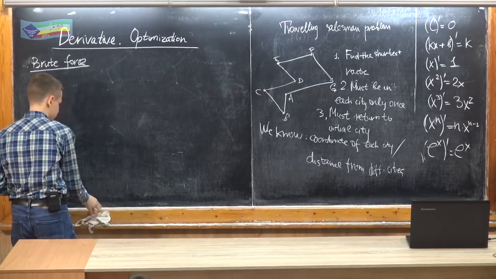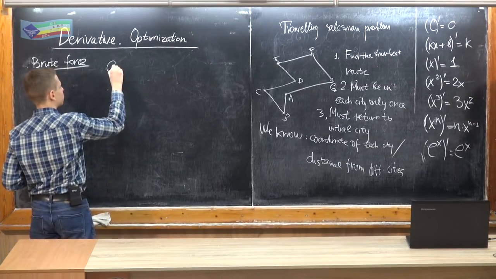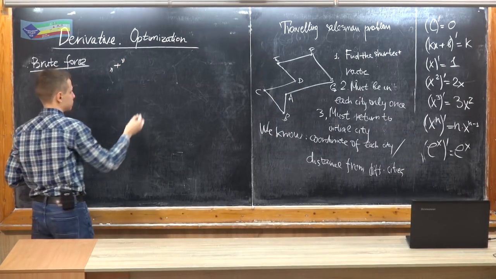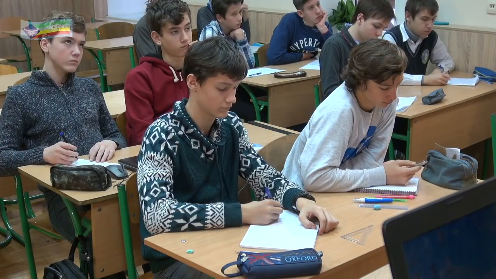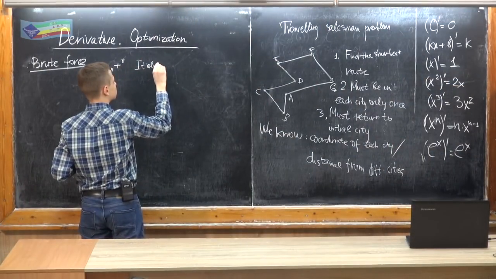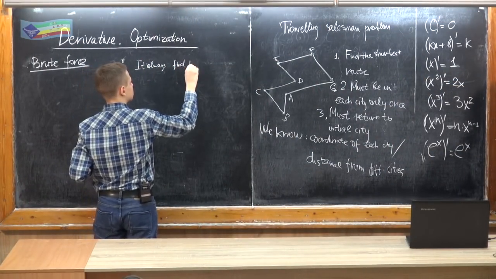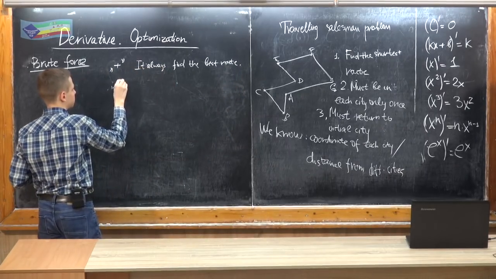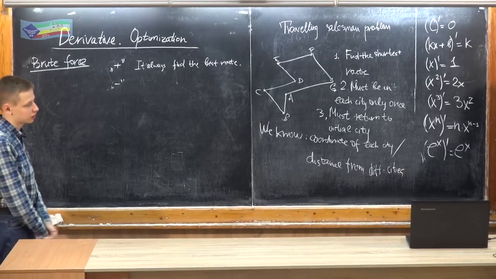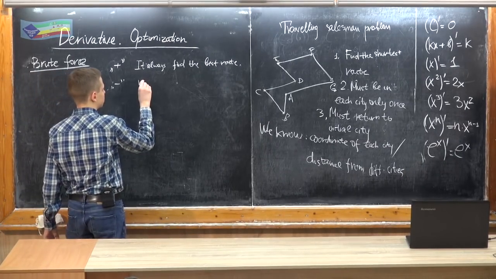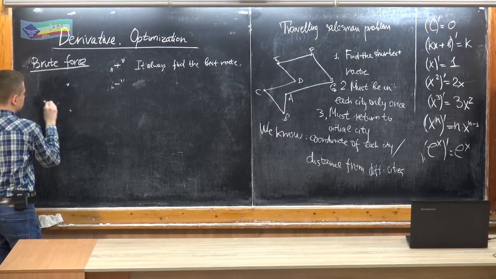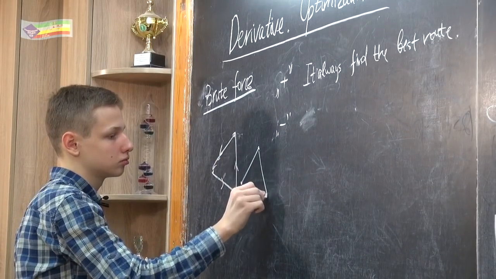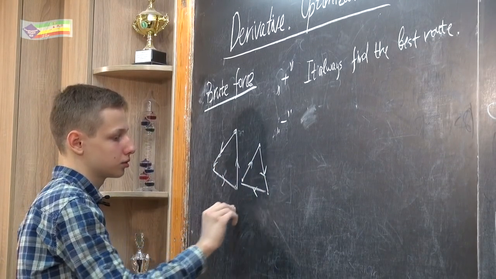So we can write down advantages and disadvantages of this algorithm. Pros: what is good about this algorithm? It always finds the best route. But minuses: the number of these routes can be very, very big. If we are talking about 3 cities, then the route can go either in this direction or in this direction. So there are 2 possible routes.